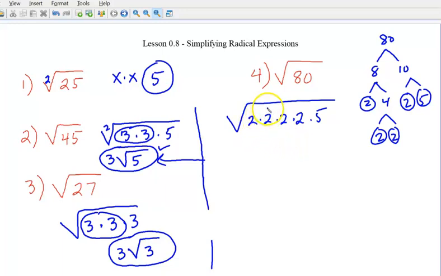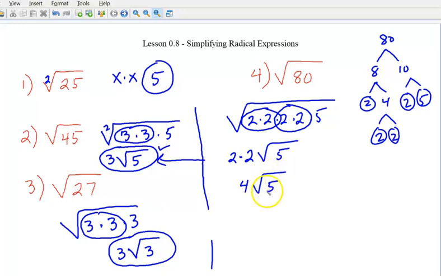Now I'm looking for pairs. So I got a pair of 2's. All right, I'm going to write down 2. Got another pair of 2's. I'm going to write down another 2, and I'm going to multiply those together. Whatever numbers come out of the radical get multiplied together. 5 did not have anything to go with it, so 5 is going to stay, and so my final answer is going to be 4 times the square root of 5.